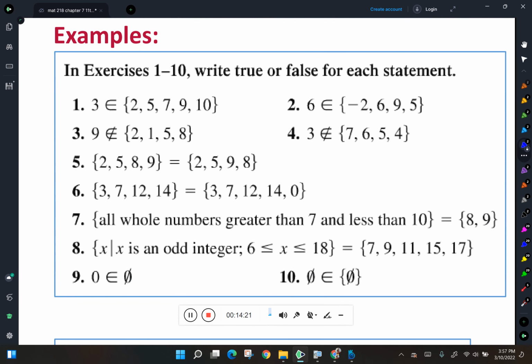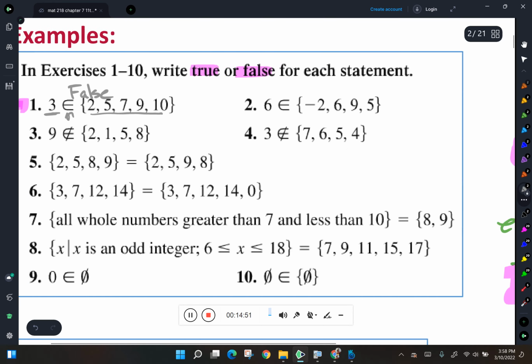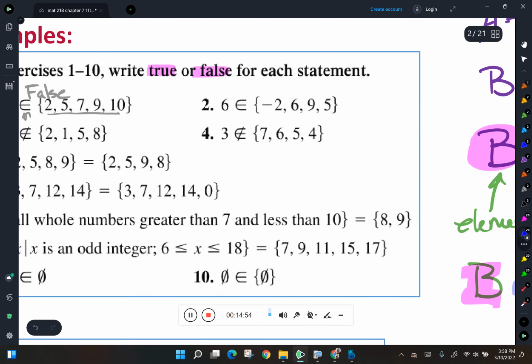Our job for these should be easy because all we have to do is write true or false for each of these statements. So number 1 over here, is that a true statement or a false statement? Well, the left-hand side has the number 3, and then I've got the element symbol, and the right-hand side has the set 2, 5, 7, 9, 10. So is 3 an element of that set? I don't see a 3 in there anywhere, so that would be a false statement. How about number 2? Is 6 an element of -2, 6, 9, 5? It looks like there is a 6 in there. It's right there.